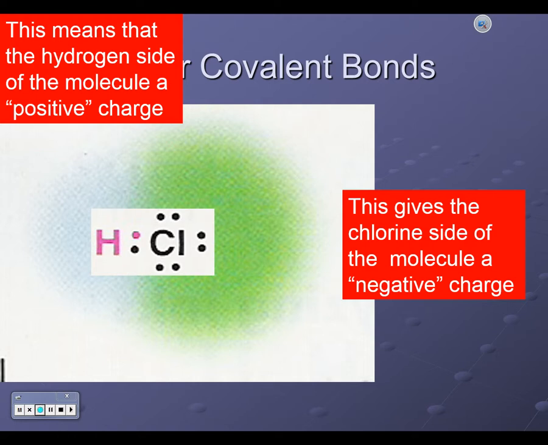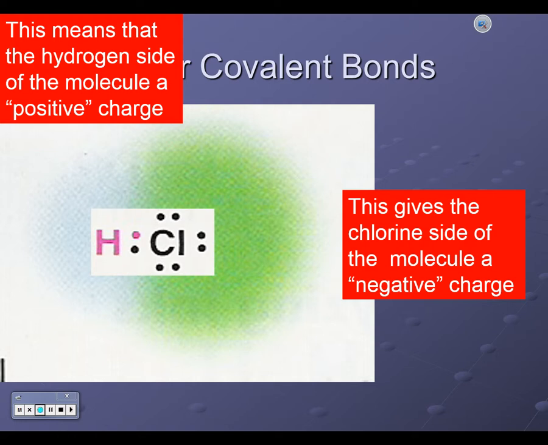Yes, but more stable doesn't necessarily mean even charge. It means 8 valence electrons, right? That means it might be more stable as a negative anion than it would be as a positive cation. Okay? So here's my analogy to help you explain this.